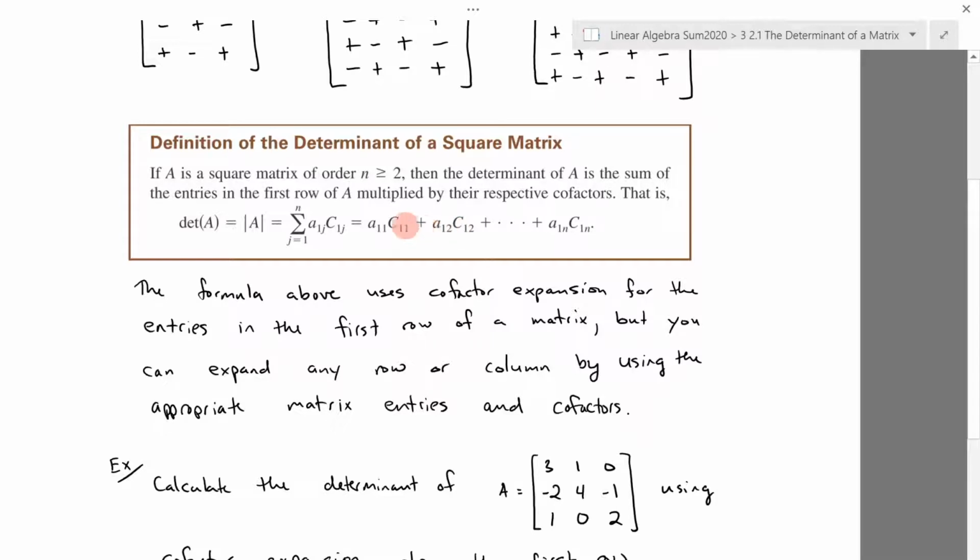Okay, so the description here is talking about expanding the entries of the first row, but in actuality, the formula for the determinant can be expanded along any row or any column. Right, so you can expand on any row or any column, and sometimes it's actually advantageous to use a different row or a different column than the first row. But for now, let's just stick to the first row because it's the most convenient.